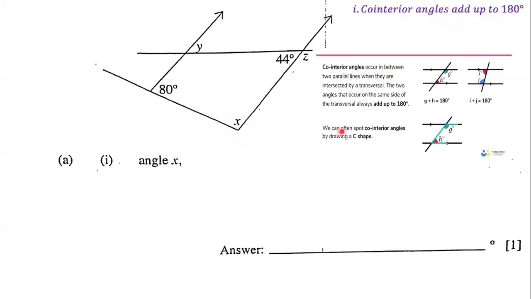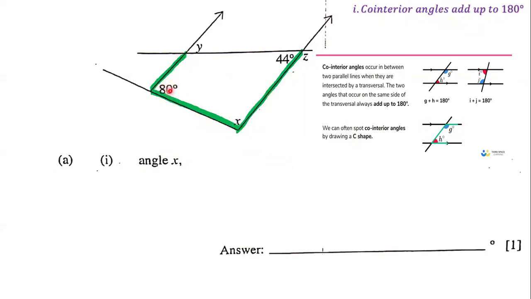Well, we can often spot co-interior angles by drawing a C shape. If you notice here, we have the C shape, and angle G and angle H are co-interior angles. So we are going to draw the C shape. Notice that we have this parallel line, the transversal, and the parallel line again. And so what we have here is the C shape.